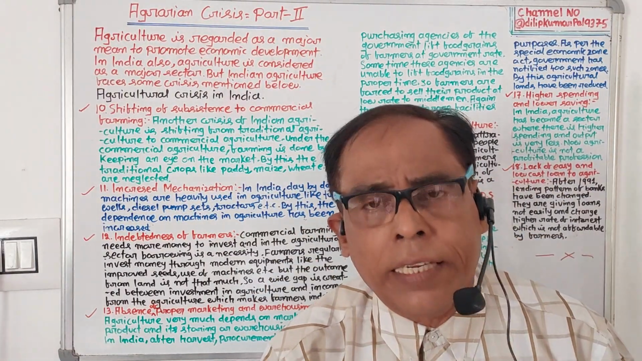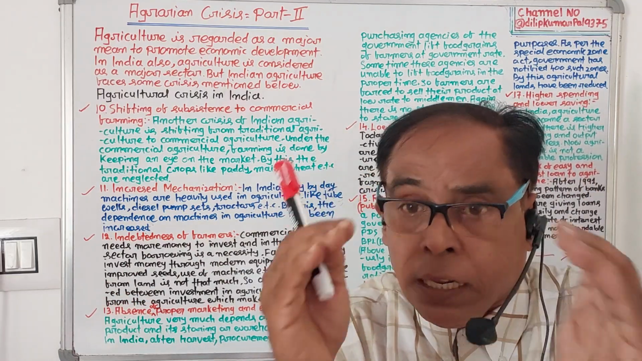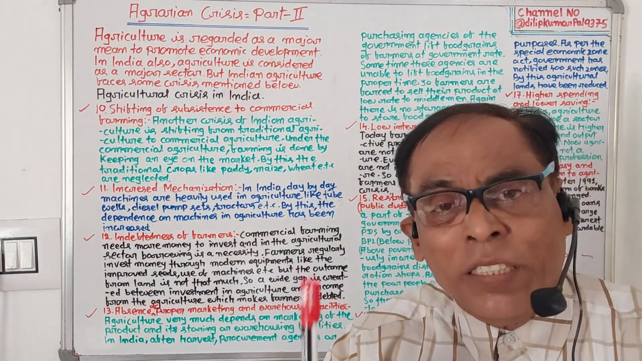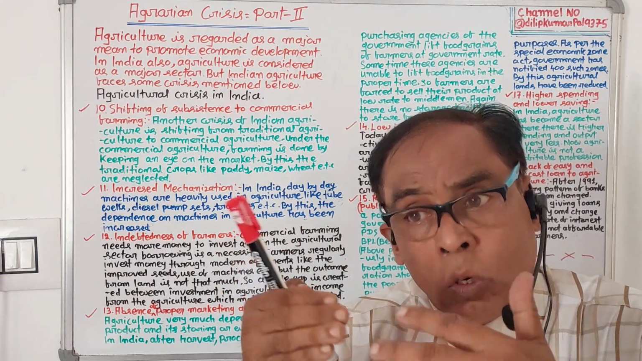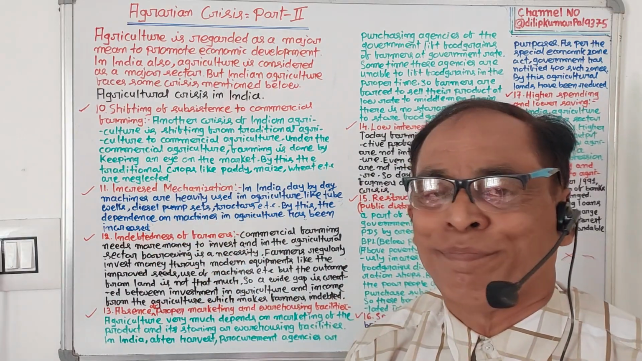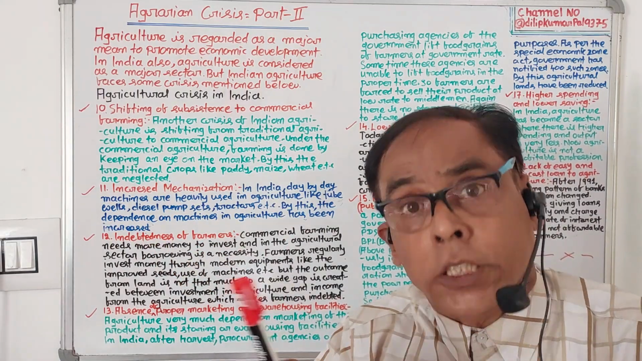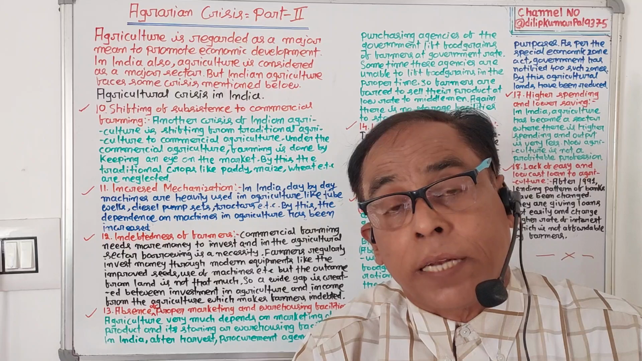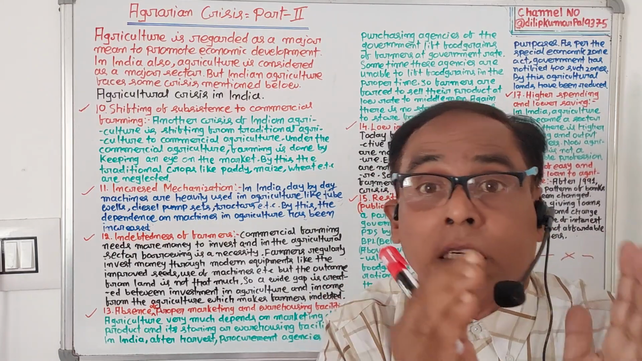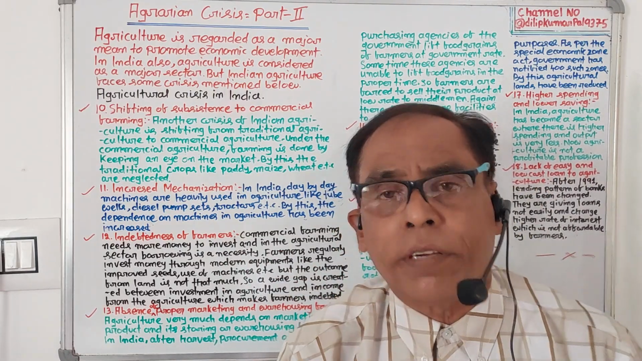Another crisis in Indian agriculture is the shift from traditional agriculture to commercial agriculture. It means farmers prefer to cultivate those crops by keeping an eye on the market. So, farmers prefer commercial cropping in place of traditional cropping like rice, wheat and maize. Due to this, traditional crops like wheat and rice are being neglected. This is a crisis of Indian agriculture.